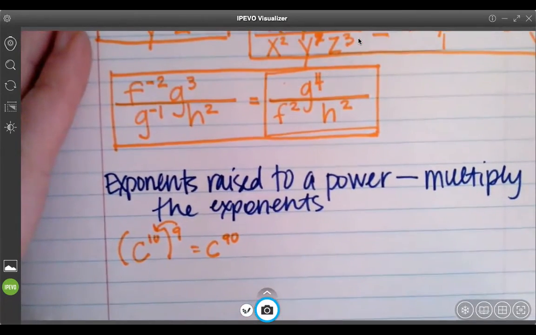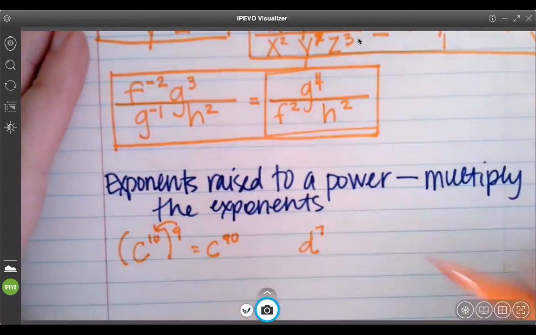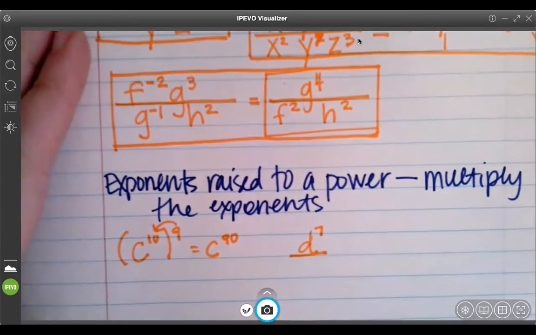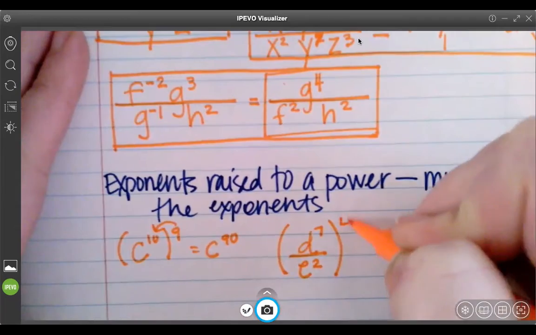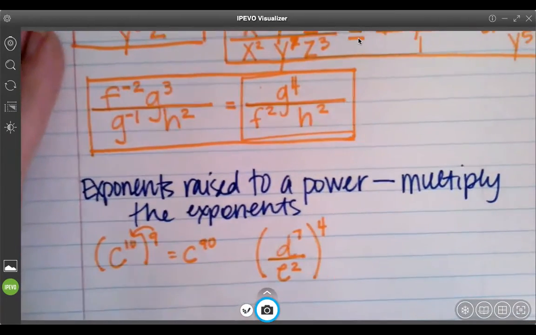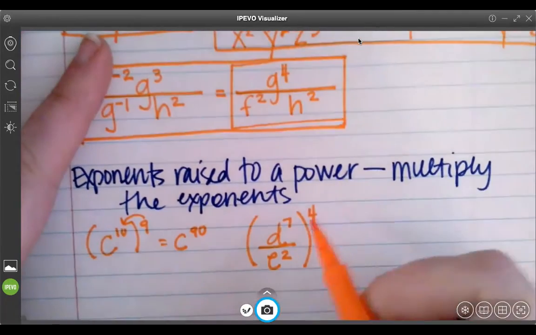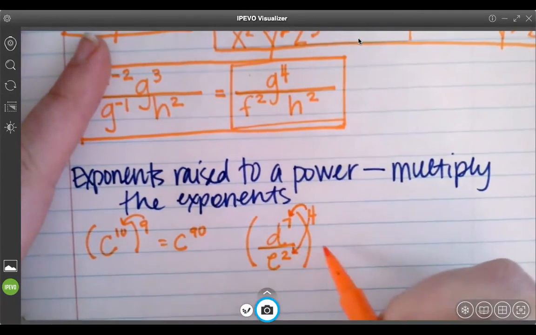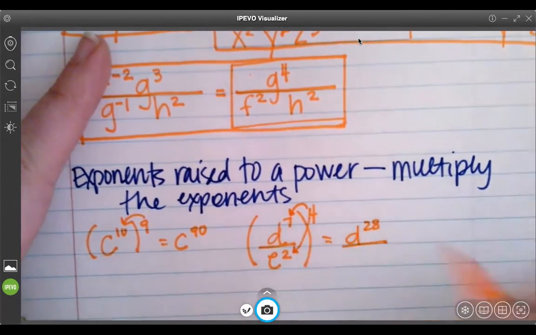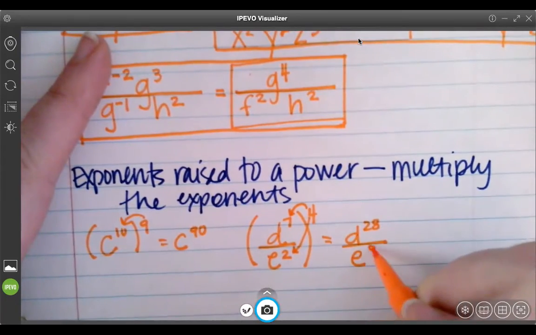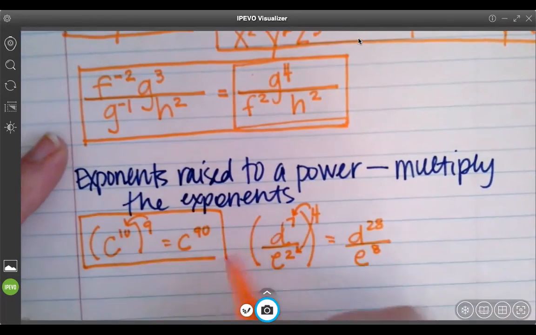You can do this as well if you have fractions. So let's do D to the 7th over E squared raised to the 4th. Since D and E can't combine, they don't have the same base, I'm just going to distribute that 4 here and here, and I'm going to multiply both of those. So 7 times 4 is 28. D to the 28th is the new top. 4 times 2 is 8. E to the 8th is the new denominator. So there's one example. There's a second example.